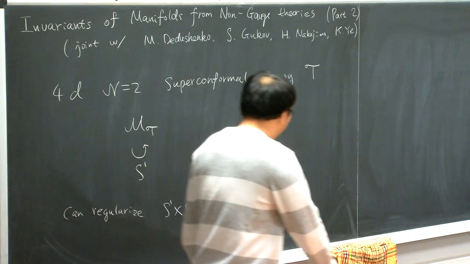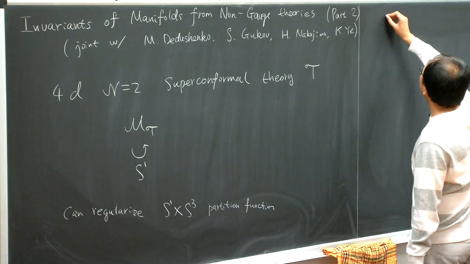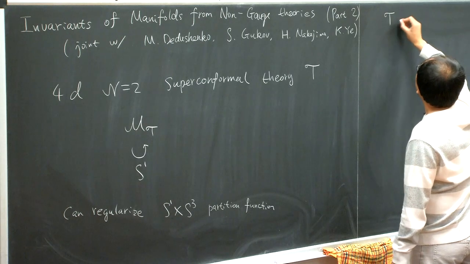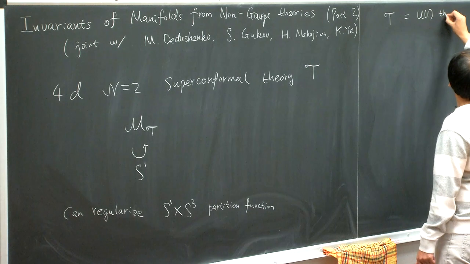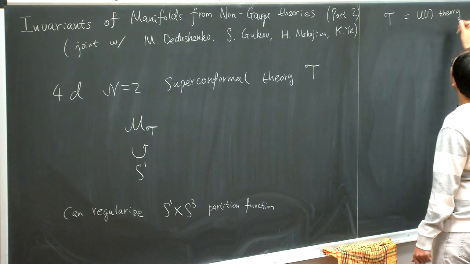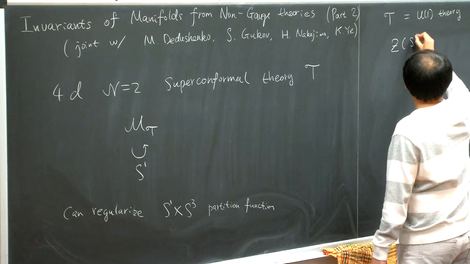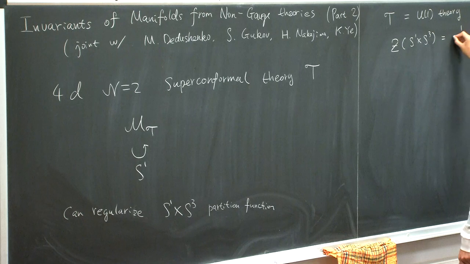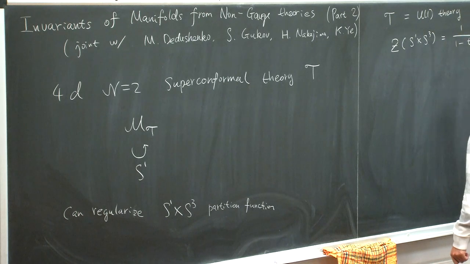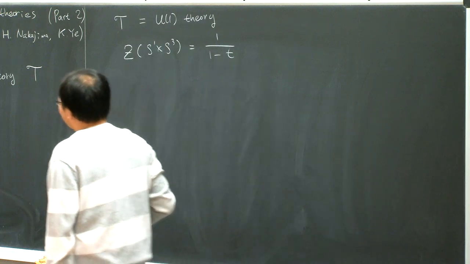And recall from last time, we have this simple example where T is a free U(1) theory. Then this partition function now becomes something like 1 over 1 minus t, which is well defined as long as t is not equal to 1.